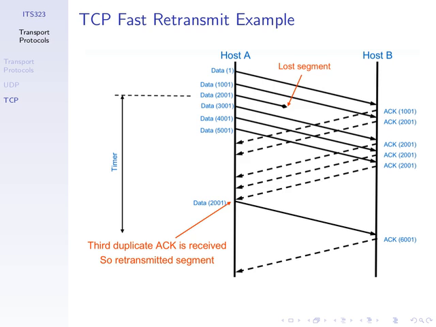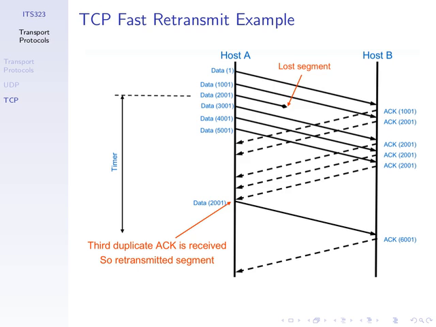From A's perspective, after sending each segment, it starts the timer. That's the same as before. A has transmitted 6 segments. It receives ACK 1001. Okay. ACK 2001. That's okay. And then it receives ACK 2001 again. That indicates maybe something's not okay. I'd expect to receive ACK 3001 because I know I've sent data from 2001 up to 3000. I'm expecting ACK 3001, but I just received ACK 2001, a duplicate of the previous ACK.